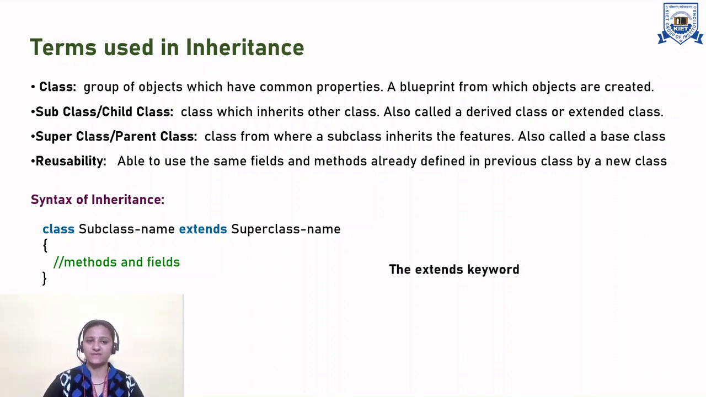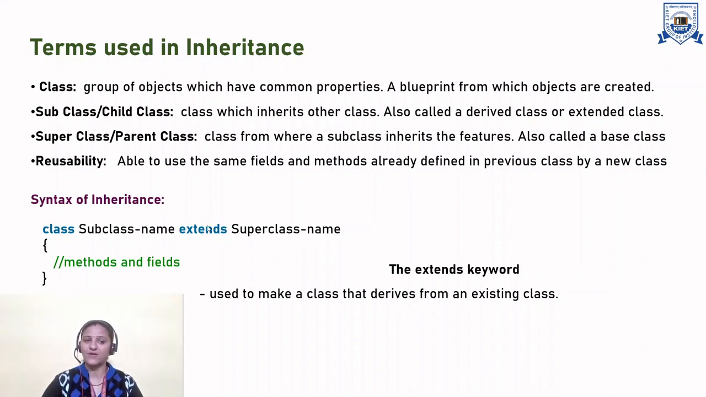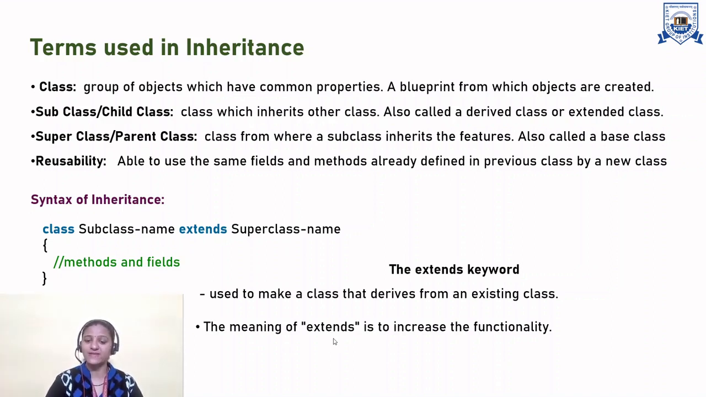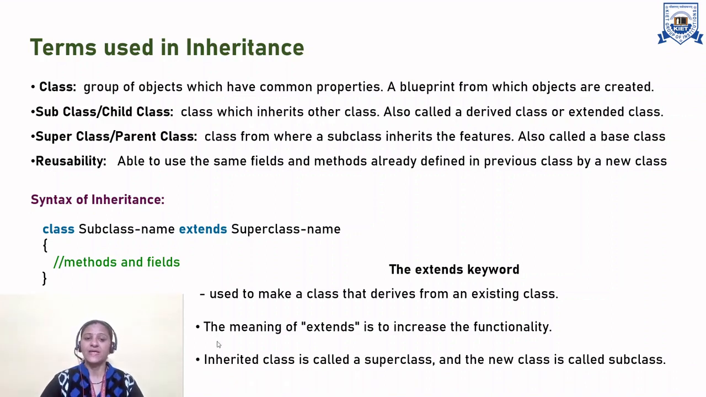The purpose of the extends keyword is that it is used to make a class that derives from an existing class. So this is the existing class, and with the help of this extends keyword, we can create another new class. The meaning of extend is to increase the functionality. Here we are increasing the functionality of the parent class with the help of this child class. The class which is getting inherited is called the superclass, and the new class which is being derived is known as the subclass.